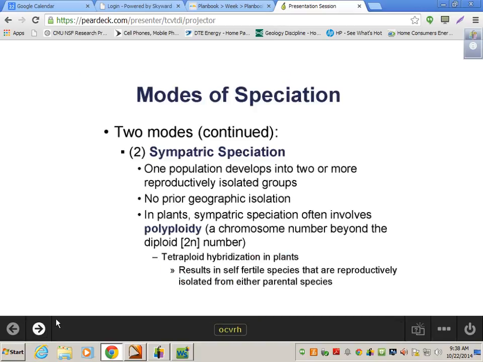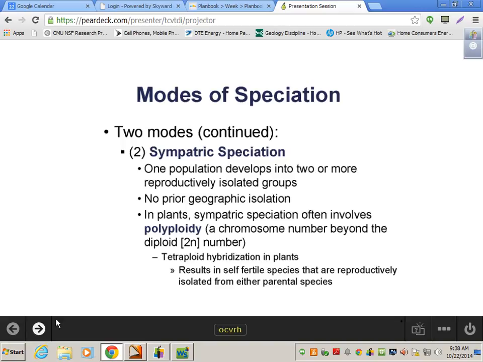So there's two basic modes. The second one is sympatric speciation. This is where one population develops into two or more reproductively isolated groups. Now, once you completely isolate something as far as reproduction is concerned, they start to create their own allelic frequencies and their own allelic differences in mutations.